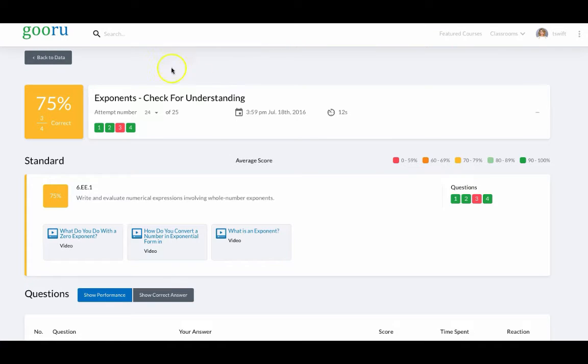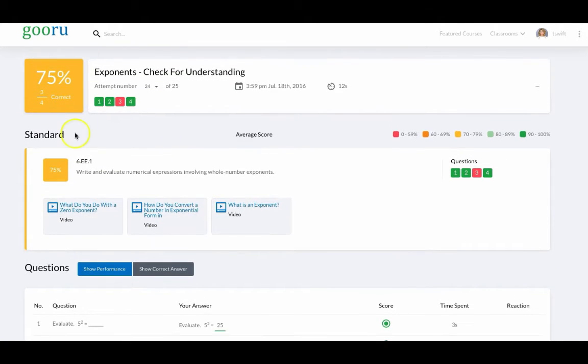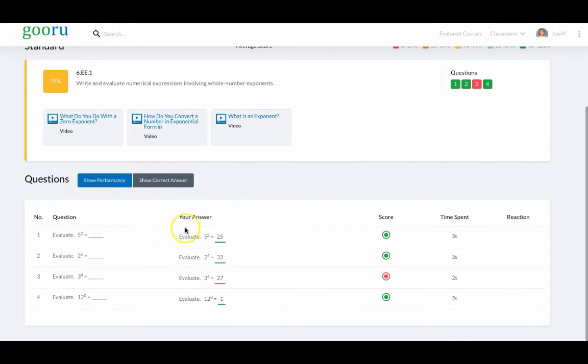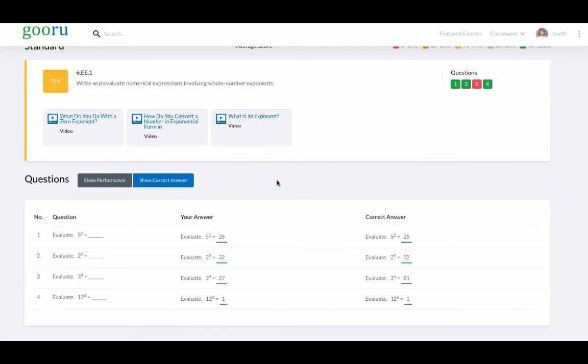The report students have after their assessment is powerful. First, students can see how they did overall and also by question. They can look in order by question and begin to correct any misunderstandings by looking at the correct answer.